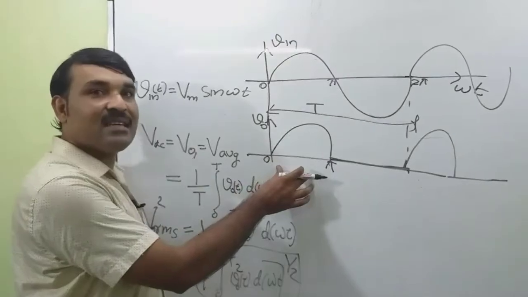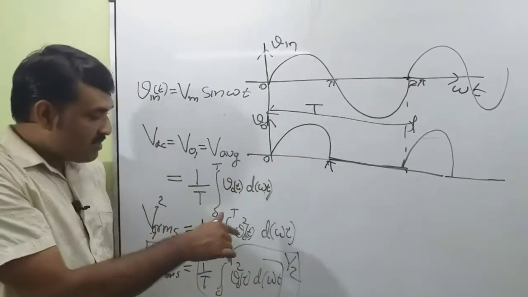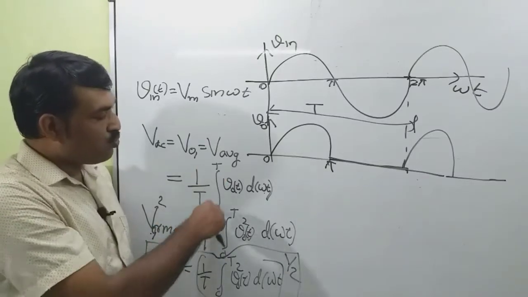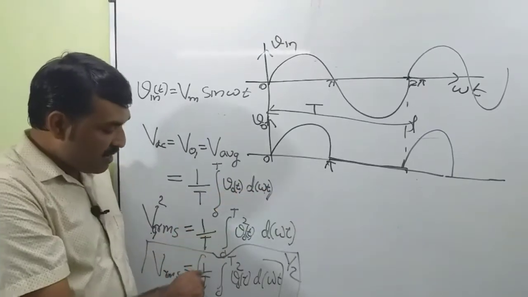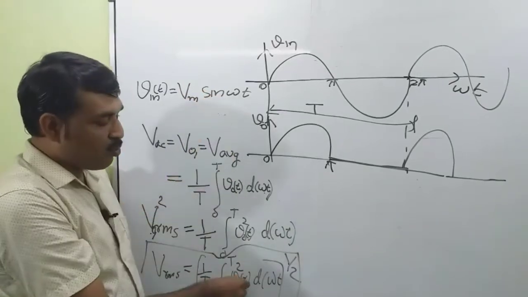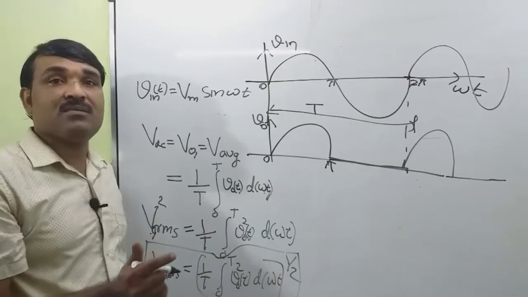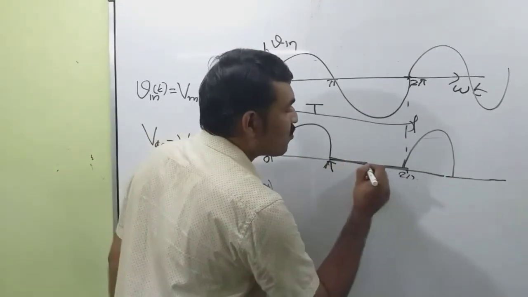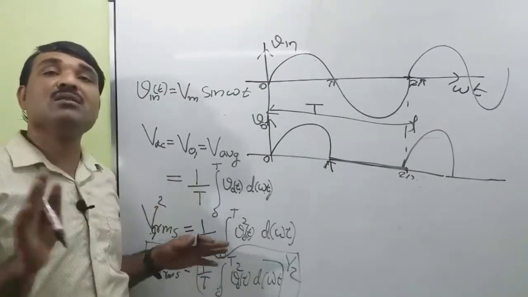If you are considering this signal, the signal is available only from 0 to pi. So our limit of integration becomes 0 to pi. 1 by 2 pi, 0 to pi, Vm sin omega t d omega t. This becomes 1 by 2 pi, 0 to pi, Vm square sin square omega t d omega t. And we are taking the square root of all these terms. Okay, so after omega t is equal to pi to 2 pi, the value of output is equal to 0. So we will be careful about the conduction period.